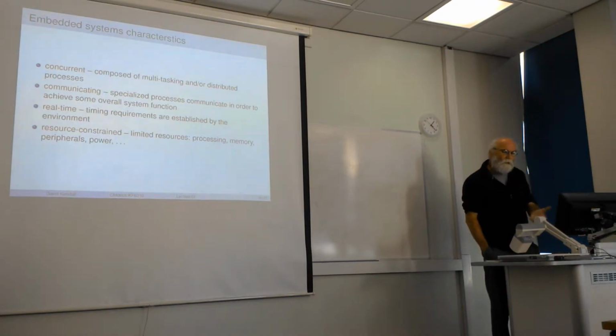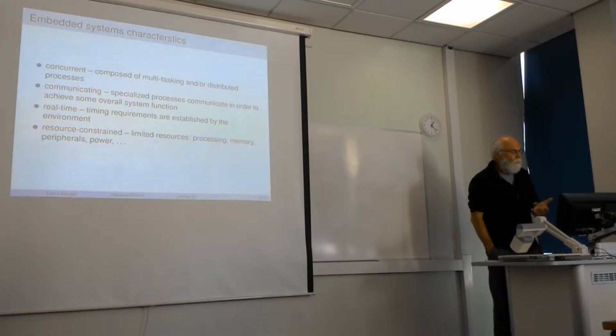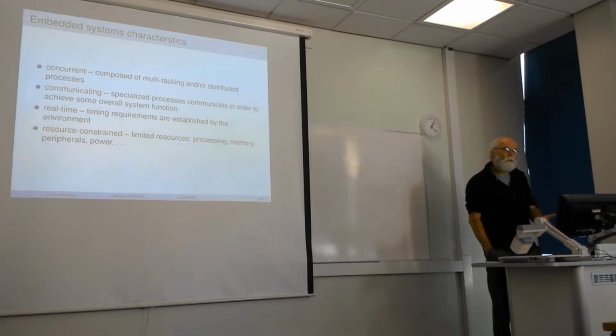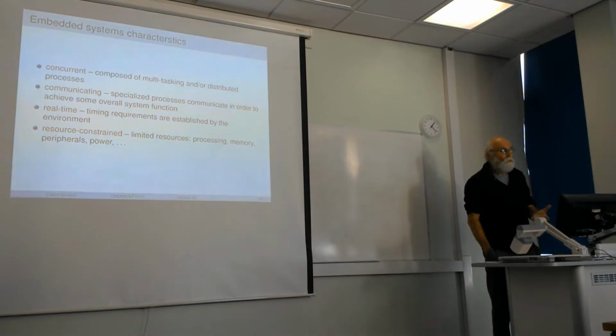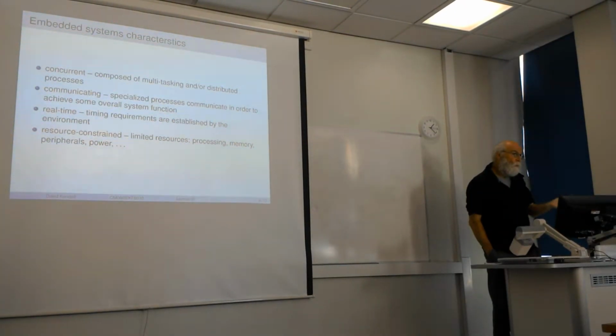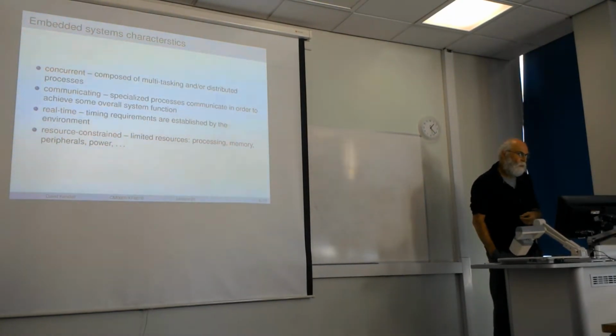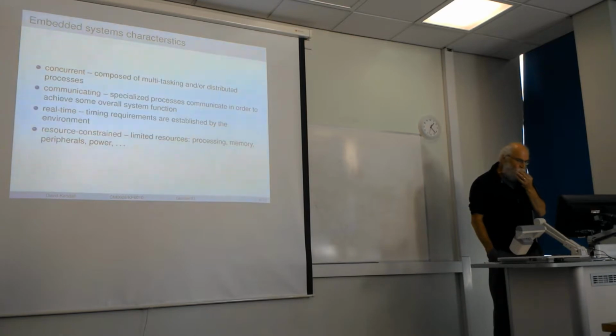So the environmental demands establish the timing requirements. The timing requirements aren't set by the control system that you're building. They come from the necessity to interact with the environment in a timely way. So that's what makes our systems real time. Almost always the environment is imposing some constraint on us to provide some response within some tight time period. And the final point, the resource constraints.